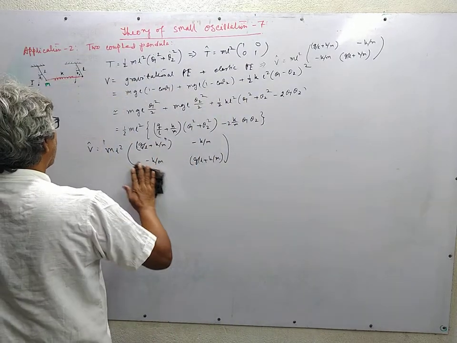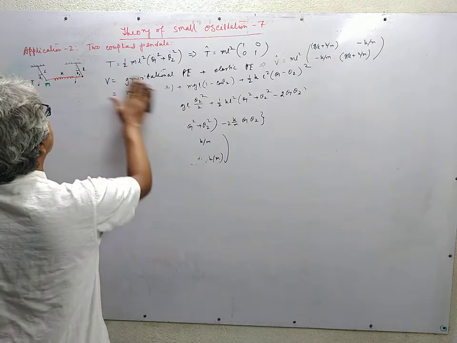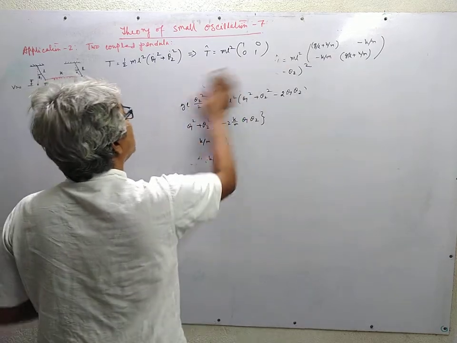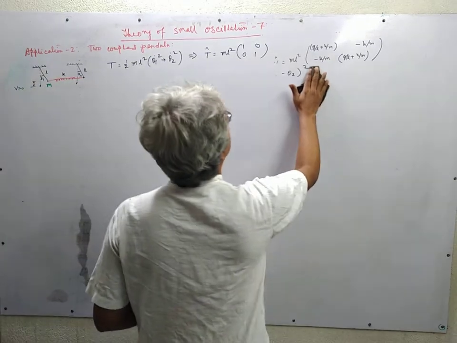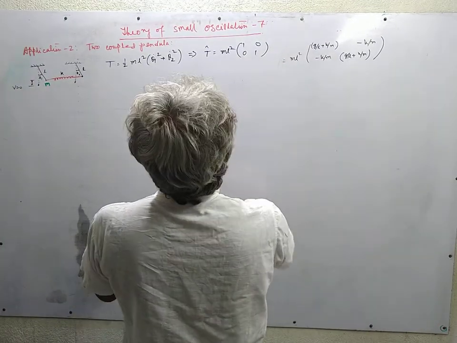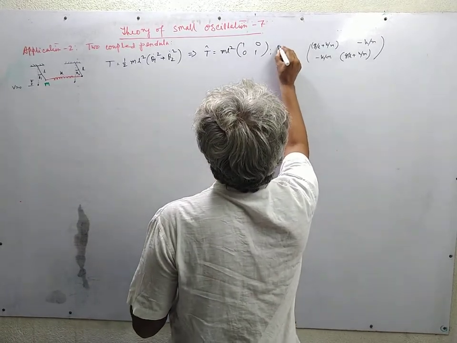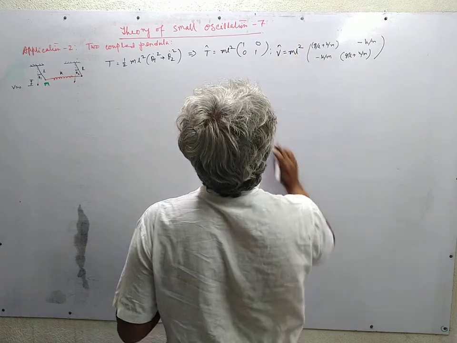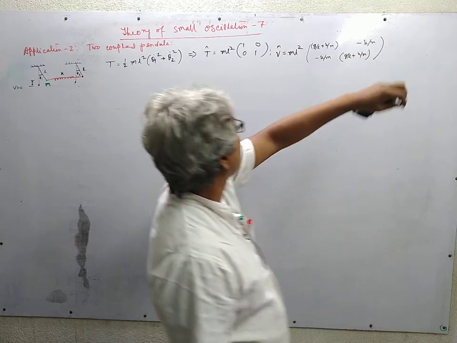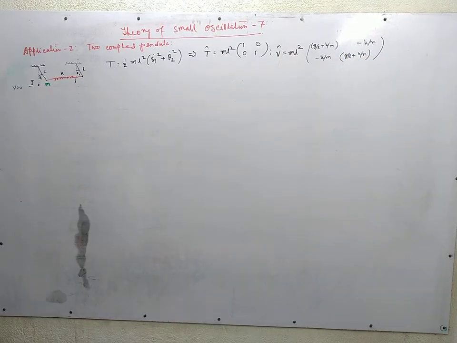Now, our aim is to find the eigenfrequencies. The eigenfrequencies are obtained from the secular equation. Before going to that, you see that there are off-diagonal terms present in the V matrix. So the coupling is through the potential energy. Such coupling is generally referred to as stiffness coupling.